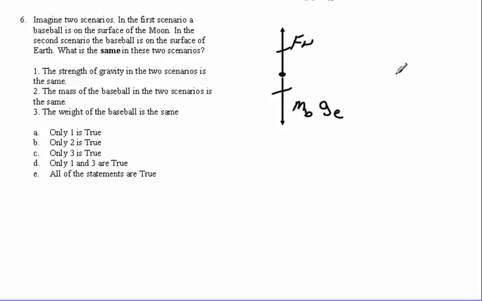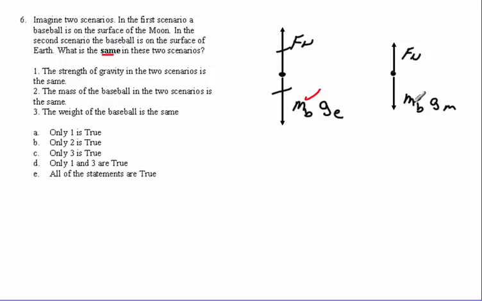Now, if I drew that on Earth, on the moon, we know that the gravity on the moon is going to be less because it has less mass. So we'll draw this guy coming down like this. Let me slide this over just a little bit. And then we'll draw our normal coming back up like this. This would be my F normal. Again, this is mass of the baseball times the gravitation value of the moon. Now the question is, what is the same?